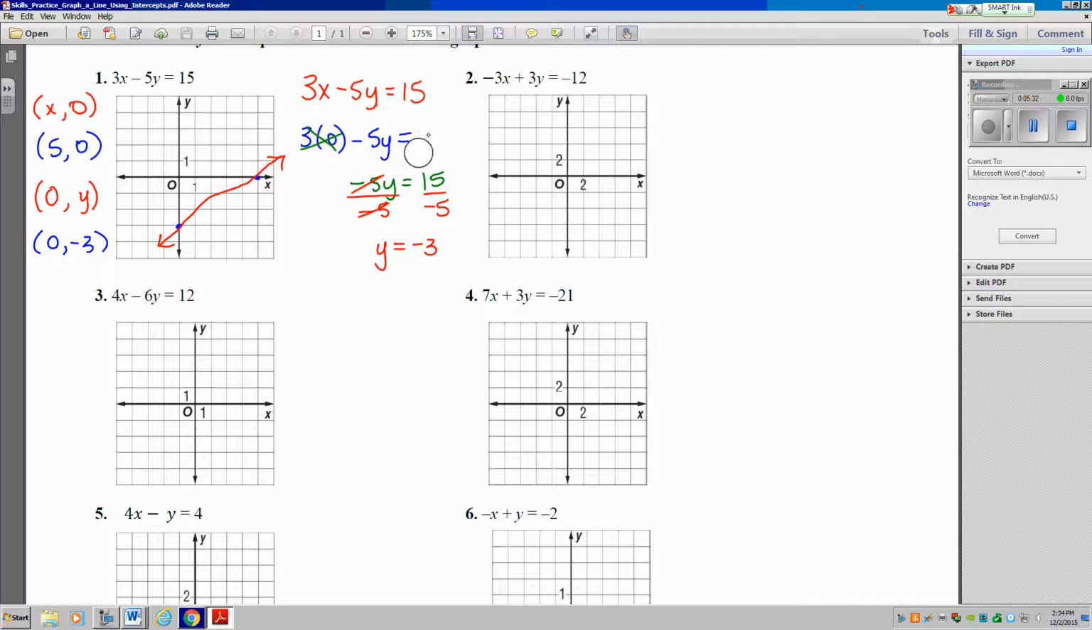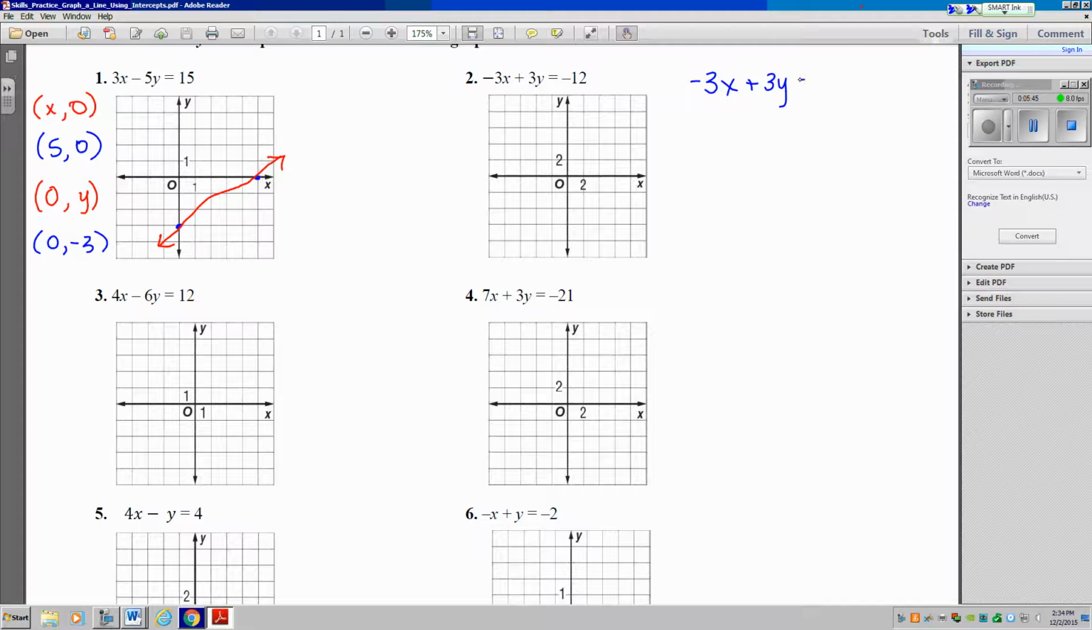Let's try number 2. Get this out of the way so I can write on the side of it. All right, number 2, I'm going to go ahead and write the equation over here. Whoops, negative 3x plus 3y equals negative 12. Okay, so again, I'm looking for the x-intercept, and I'm going to be looking for the y-intercept. Okay, so to find the x-intercept, my y value is 0. So I'm going to put 0 in right here.